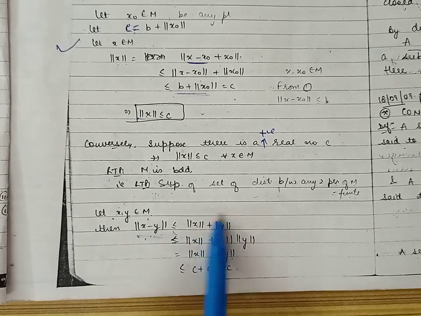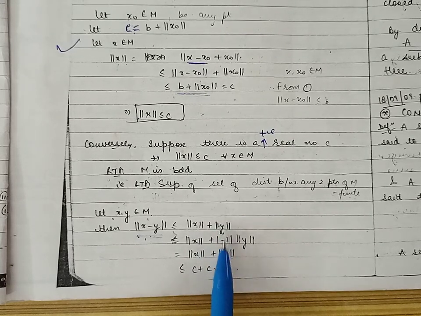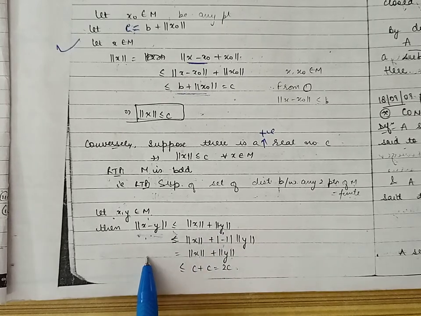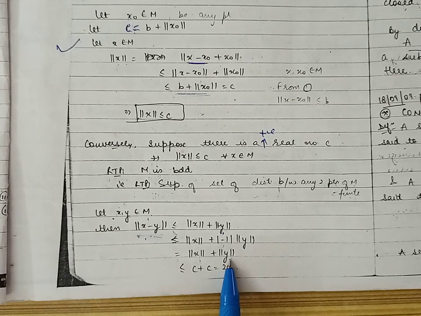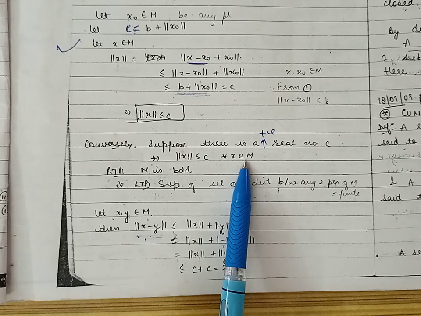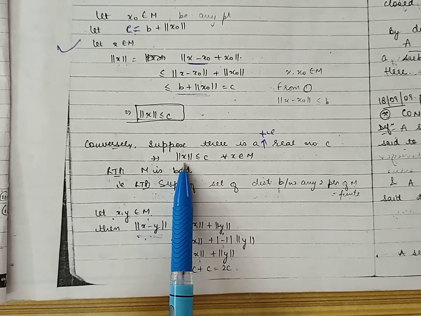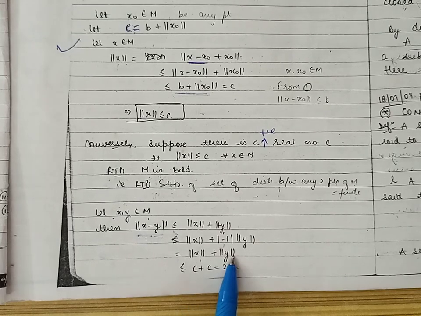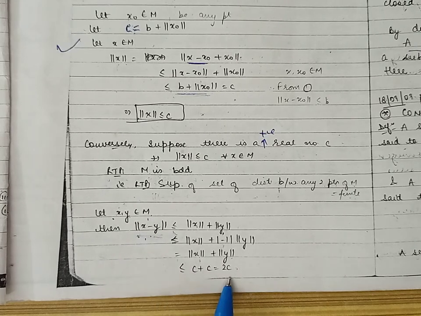Now this can further be written, by using the absolute homogeneity property of the norm, as the norm of x plus the norm of y, since minus 1 mod times the norm of y. So we have obtained that the norm of x minus y is less than or equal to the norm of x plus the norm of y. Now we are given that for every element x belonging to M, there is a positive number c such that the norm of that element is less than or equal to c. So we get norm of x is less than or equal to c, norm of y is less than or equal to c. So the norm of x minus y is less than or equal to 2c.